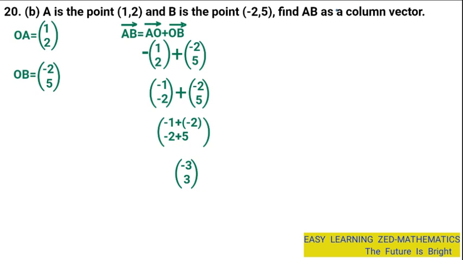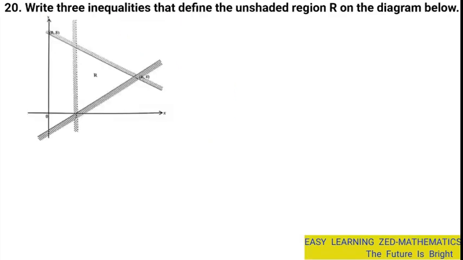Okay, let's go to the next question. Question 1 was: write 3 inequalities that define the unshaded region R on the diagram. So this is the question and that is the diagram. I urge you viewers to take note of the lines as well as the coordinates. To solve this question, I'm going to name each line: that is line A, line B, and line C.